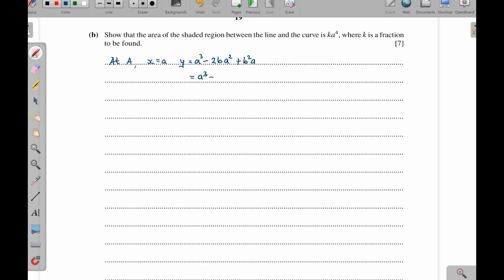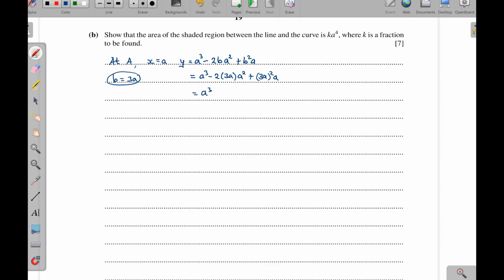Now you have your b. We have just found that b is equal to 3a, not so? So we are going to substitute it here: a cubed, then minus 2b. Now the b is 3a, then a squared, then plus 3a squared, then times a.